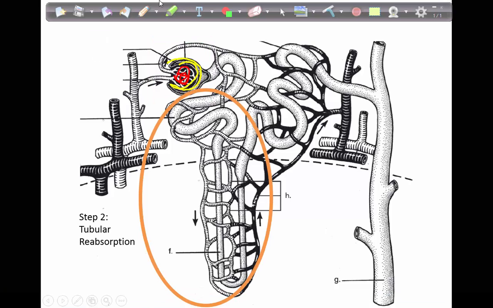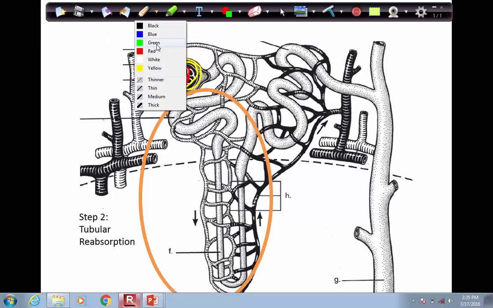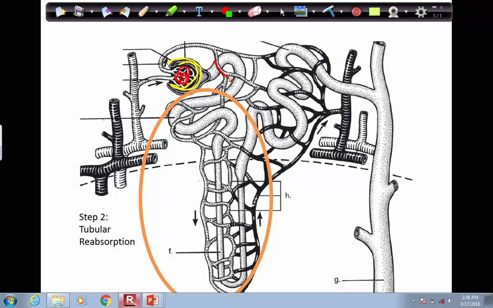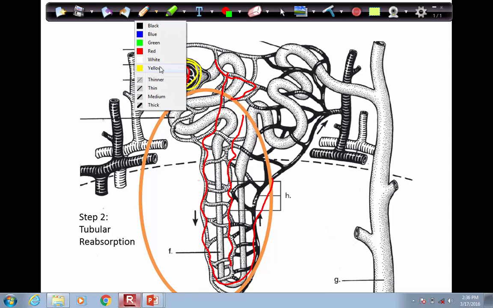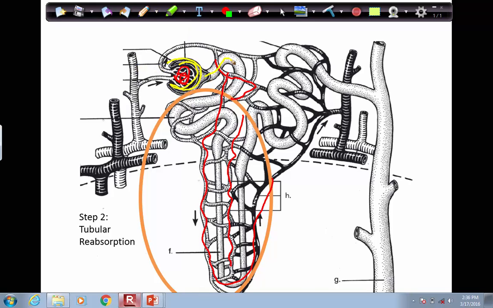The second step is called tubular reabsorption. In this step, we have the peritubular capillary network outlined, as you can see, in red currently, and circled as well. So we have the peritubular capillary network, and in this step, the tubules of the nephron involved are the proximal convoluted tubule, which we see right here, and the loop of the nephron, which comes all the way up and around there.